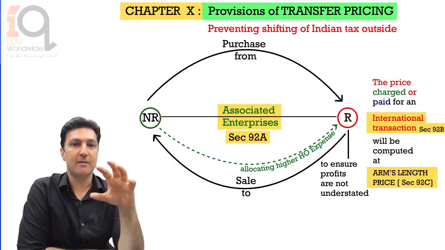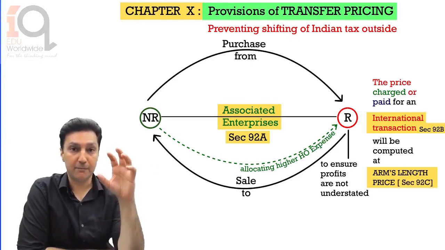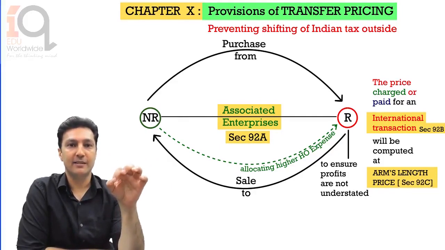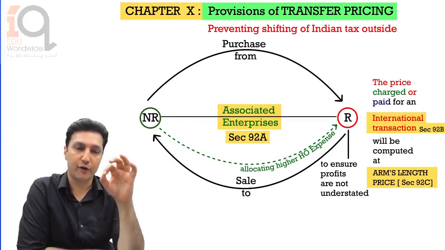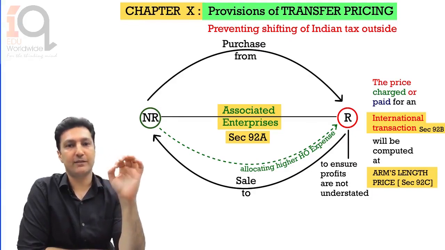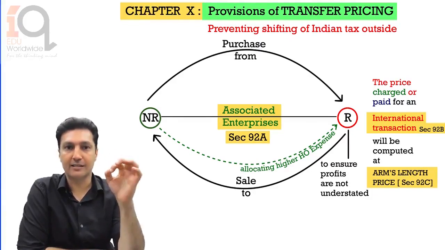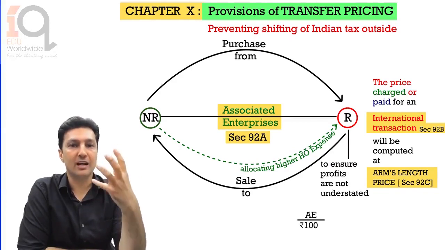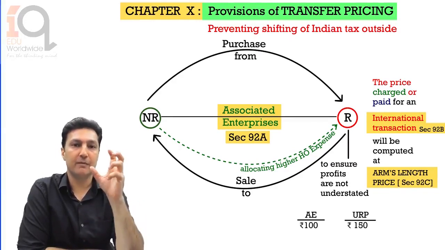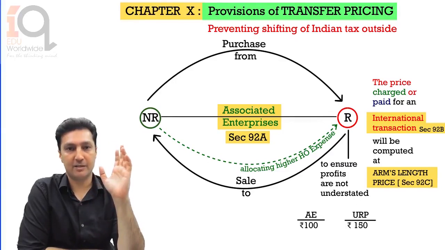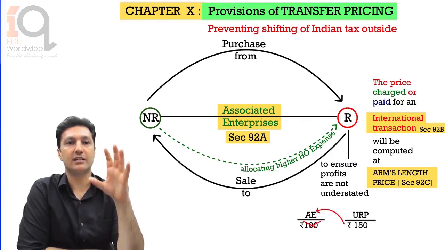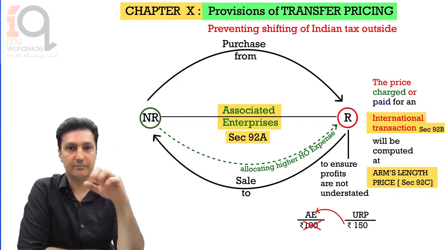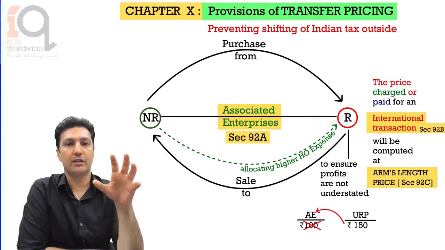Once we find the arm's length price, we will apply that arm's length price to the transaction between associated enterprises to find out how much is the tax. So for example, if the selling price from the resident to the Singapore entity is 100, but the same product is sold to an unrelated party for 150, we will apply the 150 arm's length price to the transaction and compute the extra 50 as profits in the hands of the Indian resident as per chapter 10. That is in itself one particular concept.